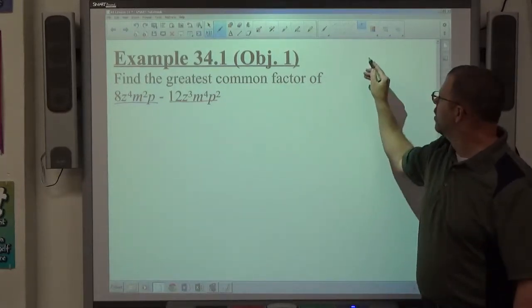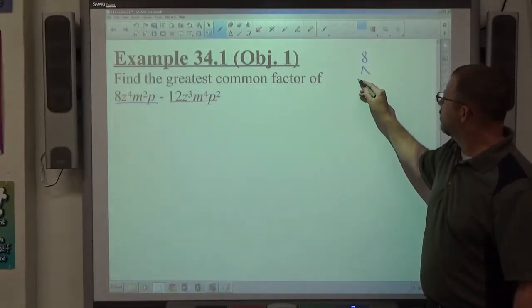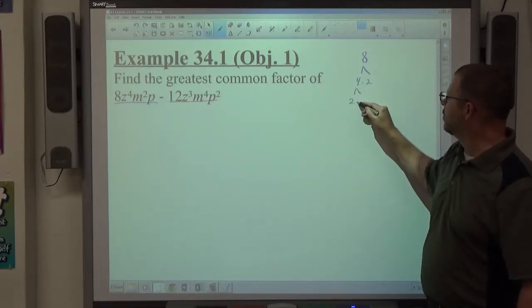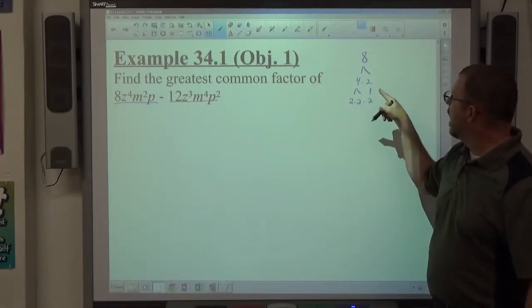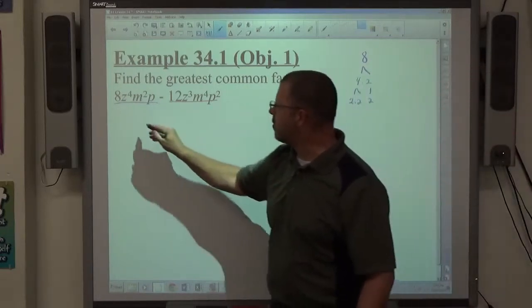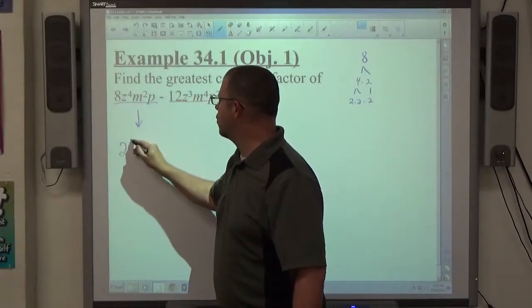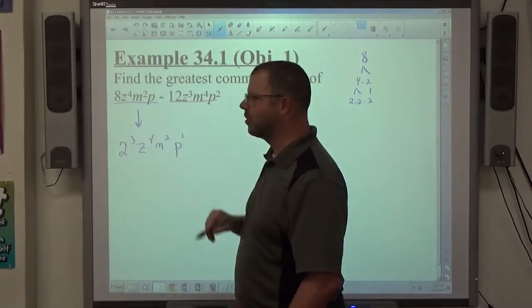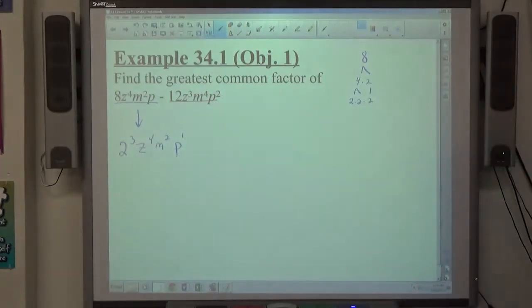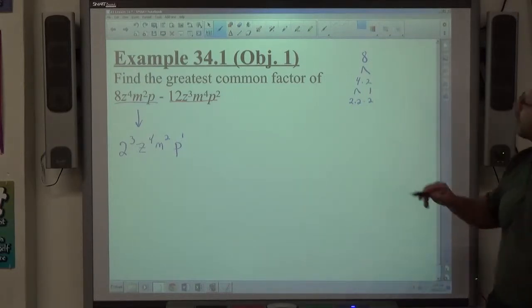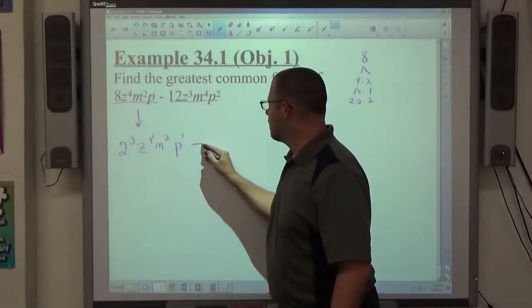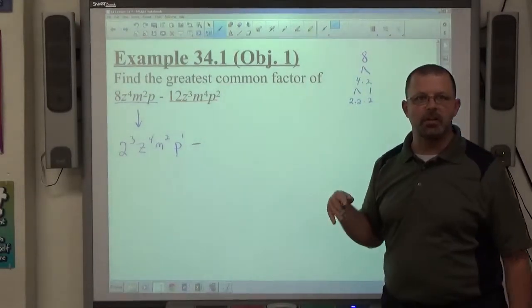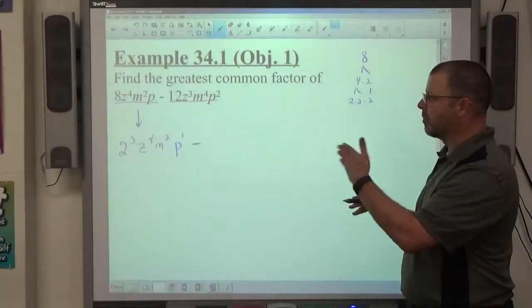So we look at 8, that's 4 times 2, and then 4 is 2 times 2. Bring the 2 back down. 8 is the same as 2 to the 3rd power, so this term is 2 cubed z to the 4th, m to the 2nd, p to the 1st. I do recommend writing down a power on everything, so if there's no power listed, put a first power on it, just to remind you that there are going to be powers there. Then the minus sign occurs. The minus sign is irrelevant in finding a greatest common factor. All it's doing is separating the 2 terms.